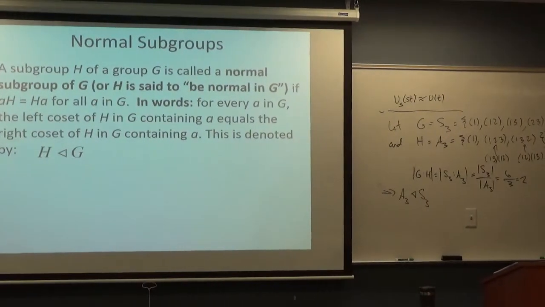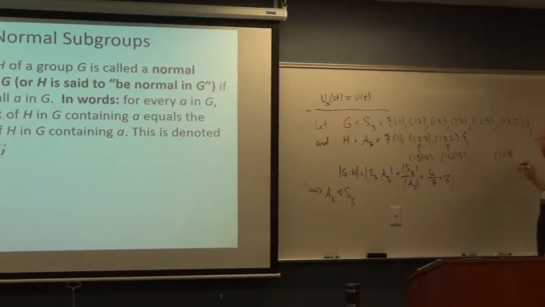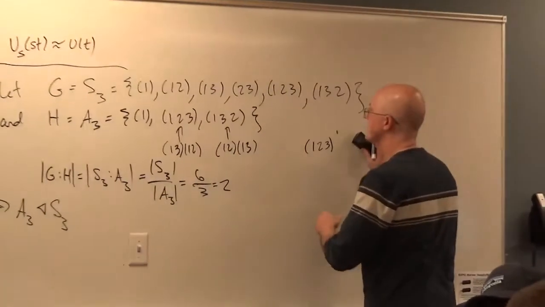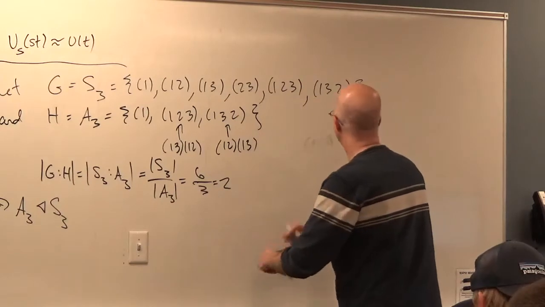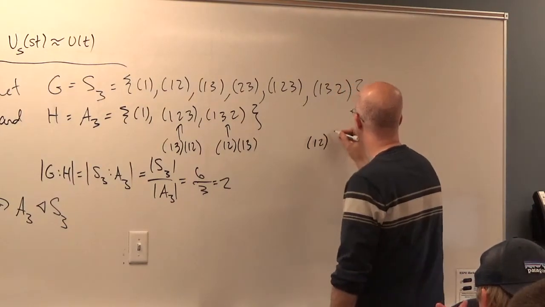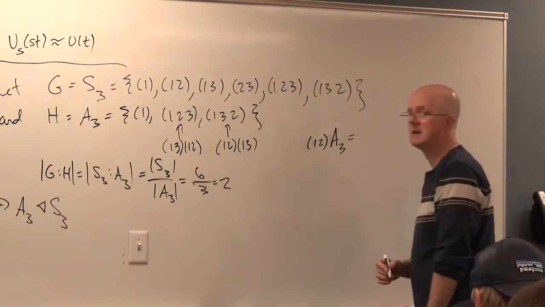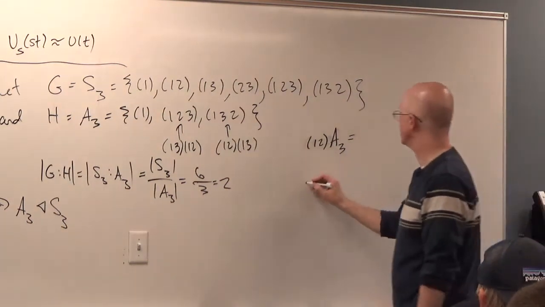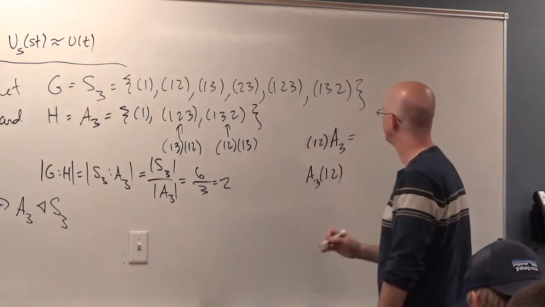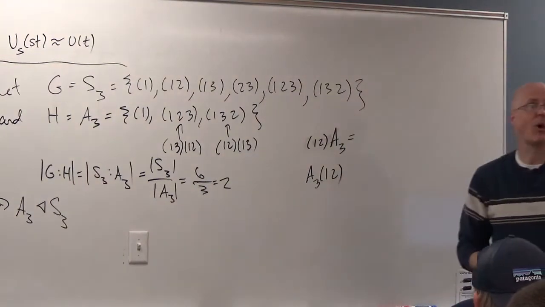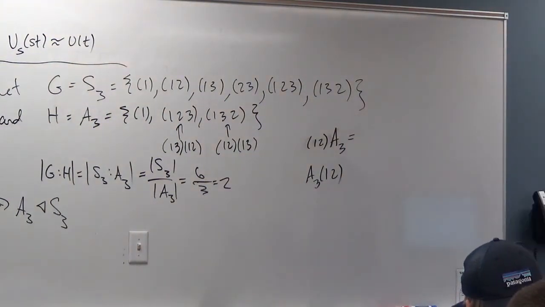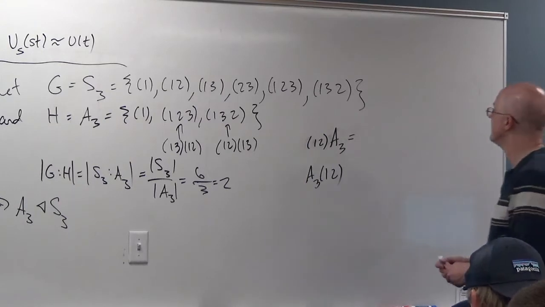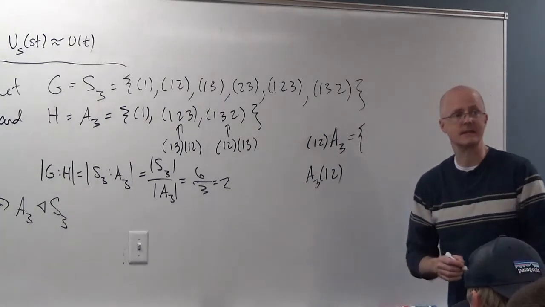So for example, the left coset containing (1 2 3), actually let's do it this way, the left coset containing (1 2) should be the same as the right coset containing (1 2). However, that doesn't mean (1 2) commutes with everything. In fact, it doesn't. The center of this is just the identity. Let's go ahead and write out and see that these are still the same coset.